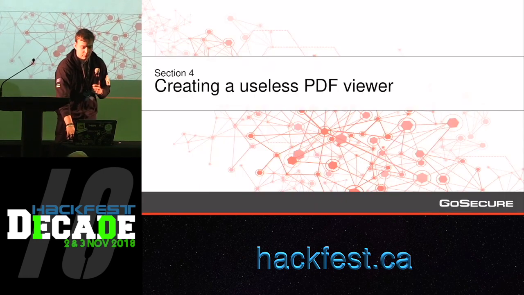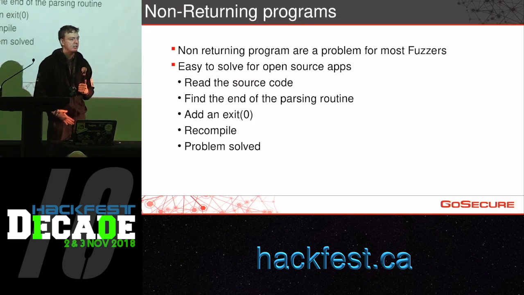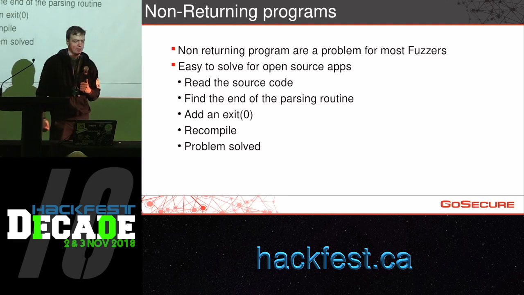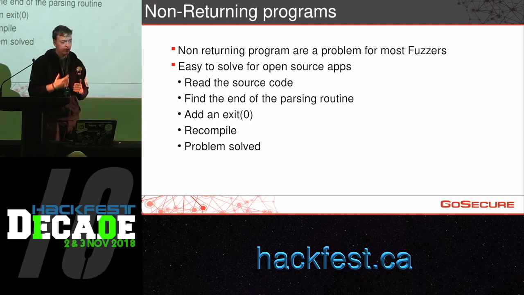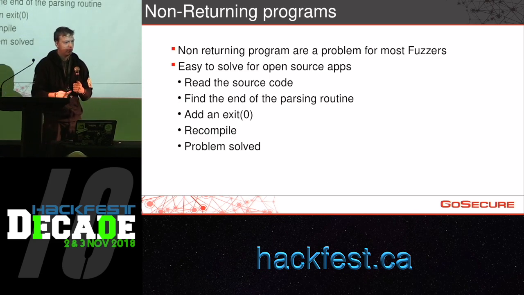Okay, but back to the problems that we had for fuzzing closed source applications. As I said, programs that do not return are a problem because we don't know when we can kill them and start the next iteration of fuzz testing. For open source applications, that's not a big problem, because we have the source code. All we need to do is read and understand the source code, find the end of the parsing routine, add an exit, recompile the program, and the problem is basically solved, right? Because the PDF viewer is going to quit just when we want it to quit.